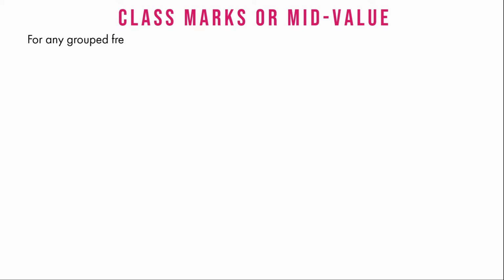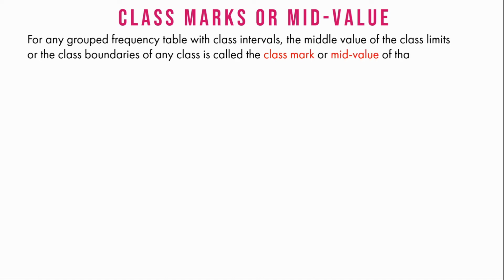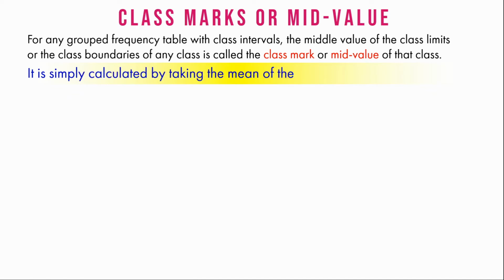In this video, I am going to discuss class marks or mid value. For any grouped frequency table with class intervals, the middle value of the class limits or the class boundaries of any class is called the class mark or mid value of that class. It is simply calculated by taking the mean of the two end values of any class.